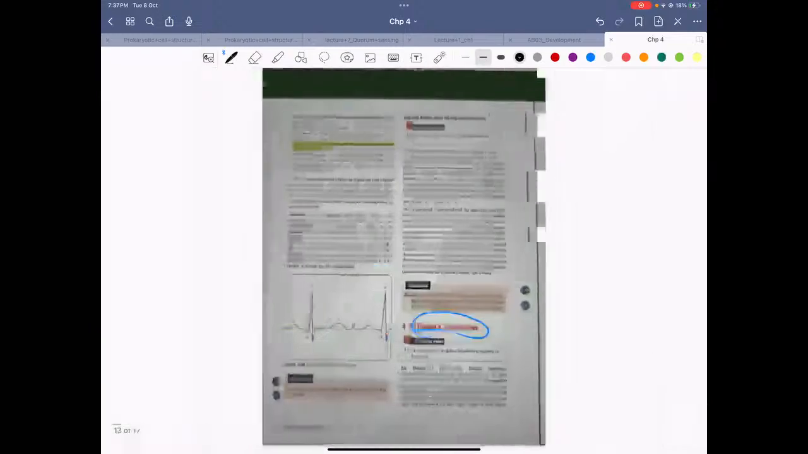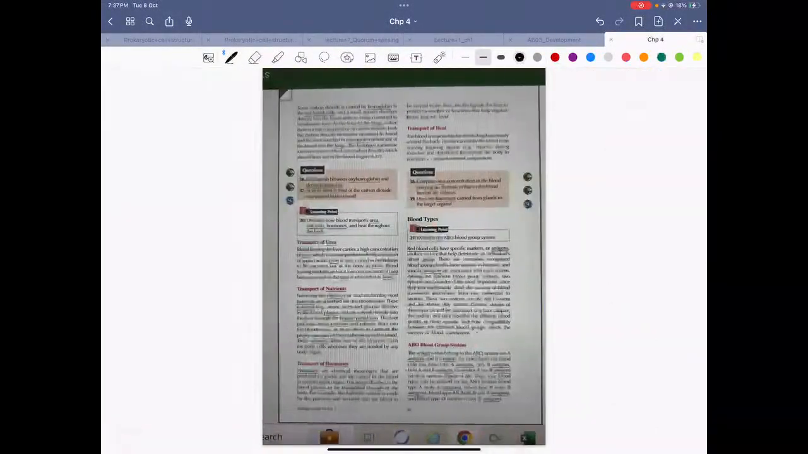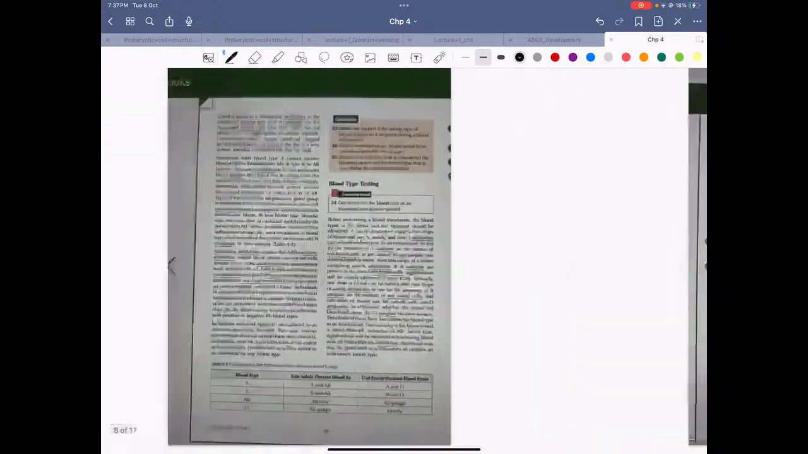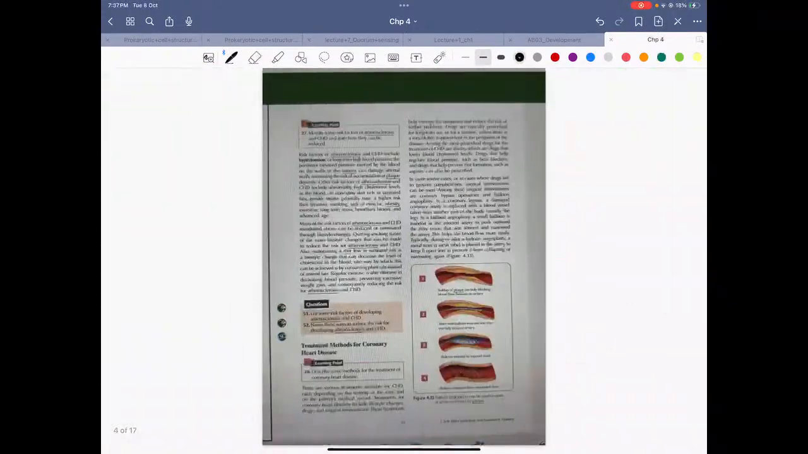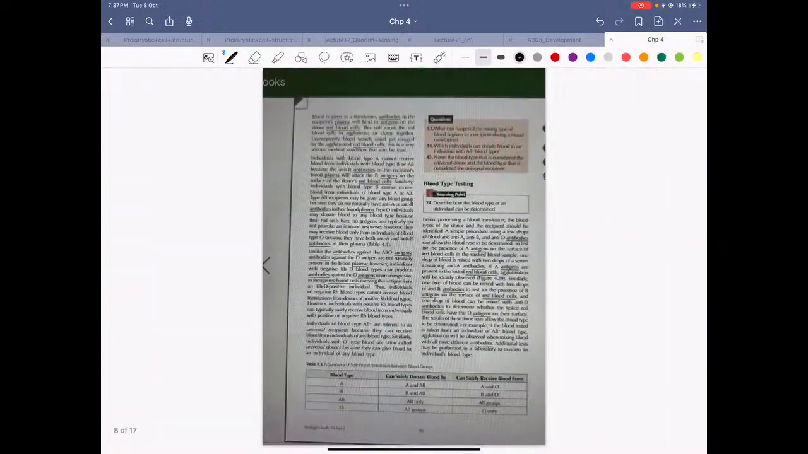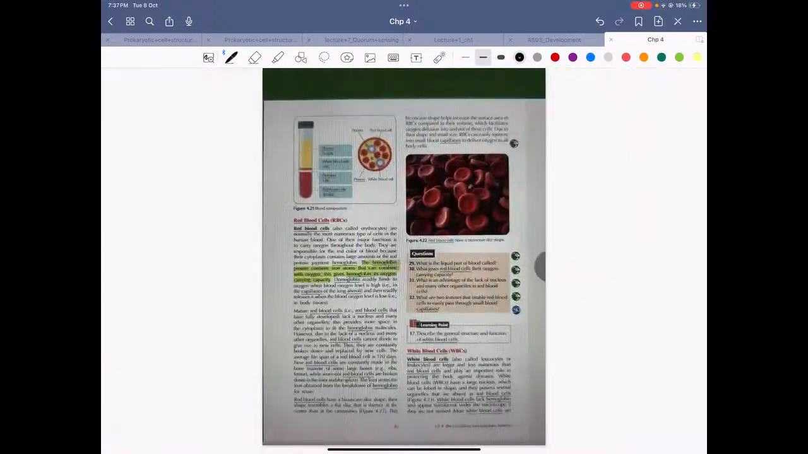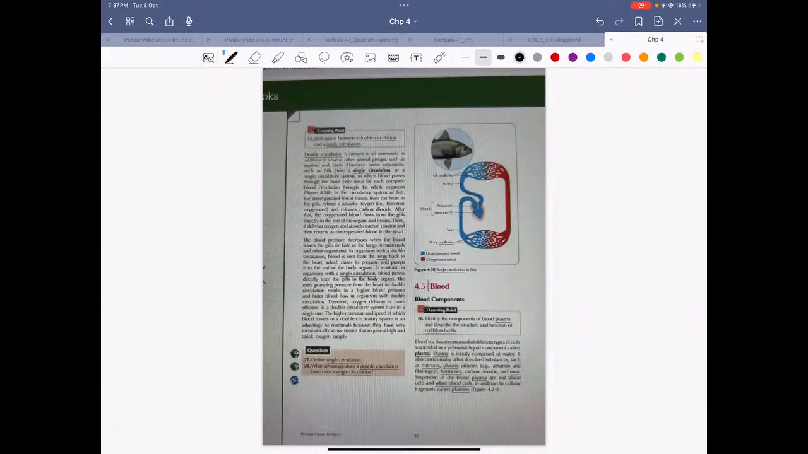So let's move on to the components of the blood. Okay, let me just find it for you guys. Just give me a moment. Okay, we found it. So blood.